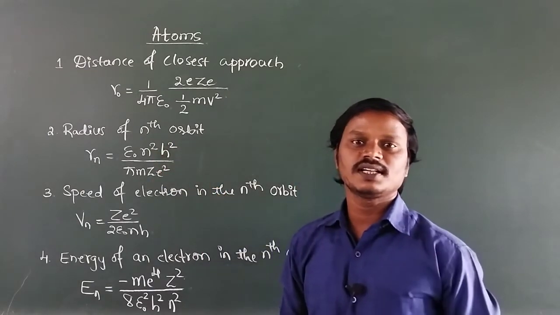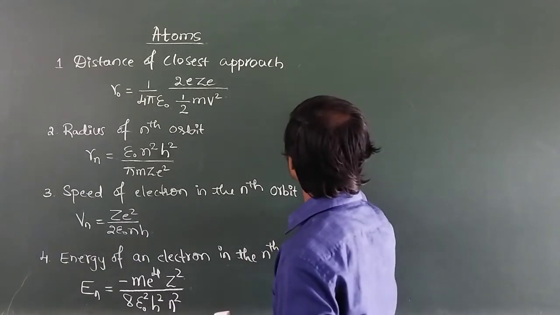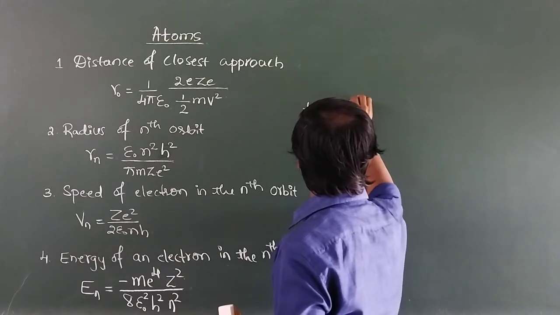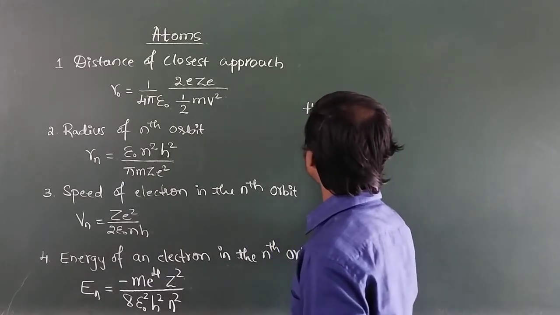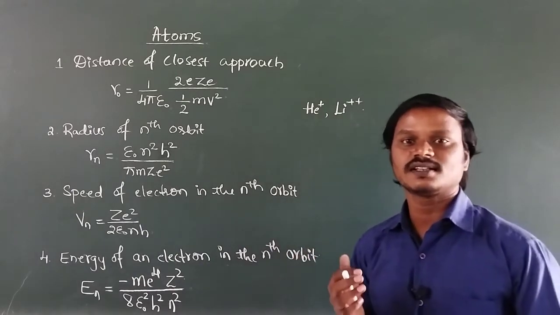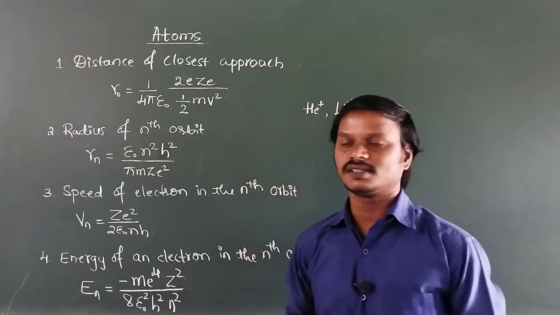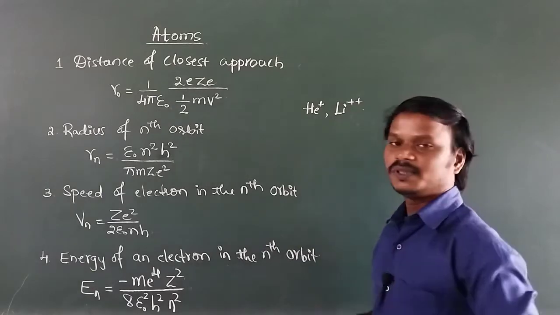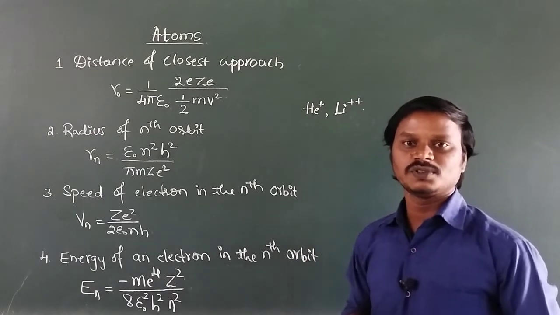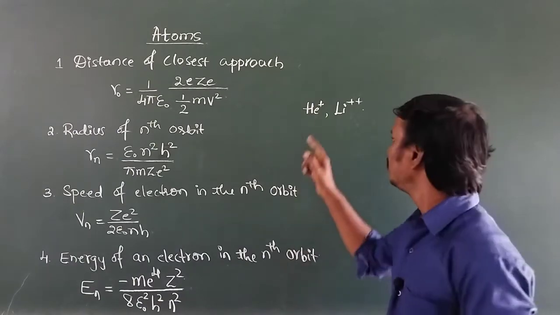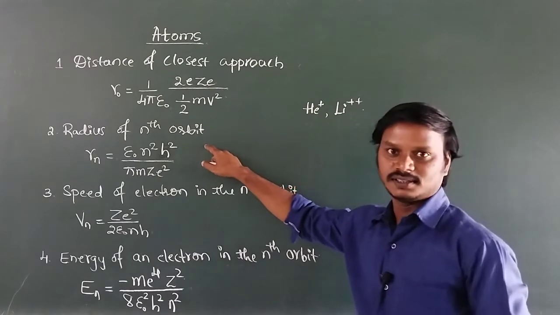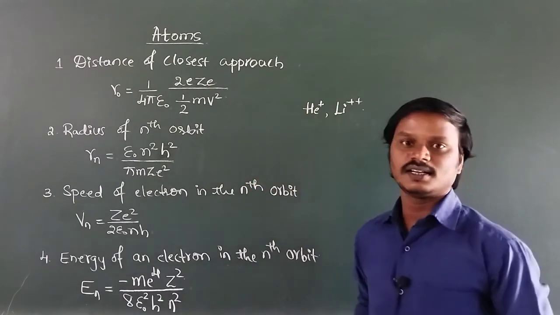So what are hydrogen like atoms? For example, He plus and lithium double plus. These two are examples of hydrogen like atoms. What are hydrogen like atoms? These are single electron atoms. In case of helium, there are how many electrons? 2 electrons. If one electron is removed, there is only one electron. That is why He plus behaves like hydrogen. That is why it is called a hydrogen like atom.